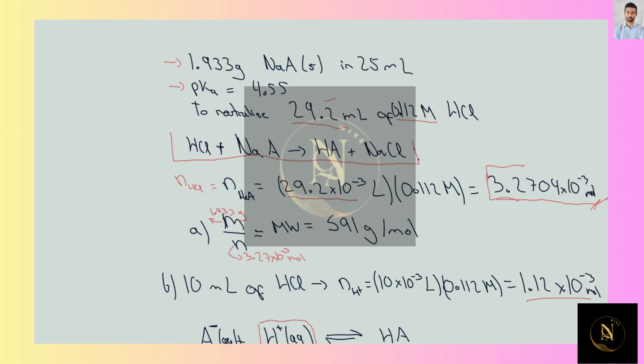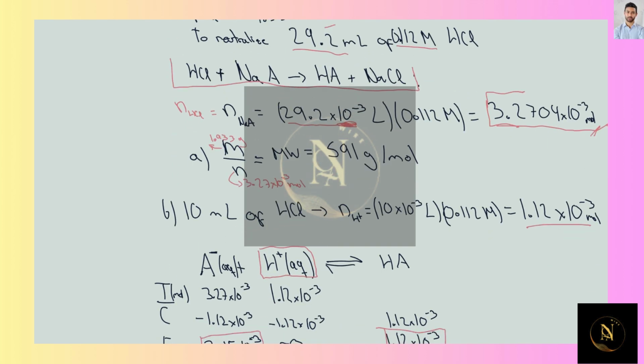Doing the calculation, taking into account the conversion factor for milliliters to liters, we find that the amount of mole is 3.2704 times 10 to the minus 3, or 3.27 times 10 to the minus 3. Now, for the first part, in order to know the molar mass, we simply need to divide the mass that we added by the amount of mole that represents. And with that, we find the molecular weight of 591 grams per mole.